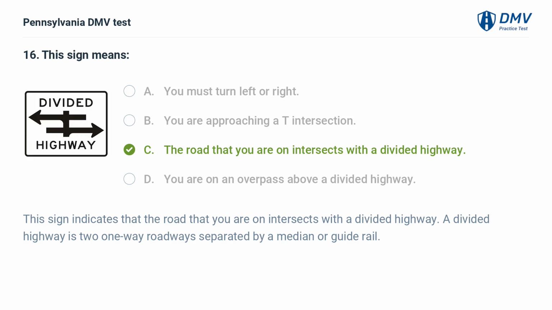This sign indicates that the road that you are on intersects with a divided highway. A divided highway is two one-way roadways separated by a median or guide rail.